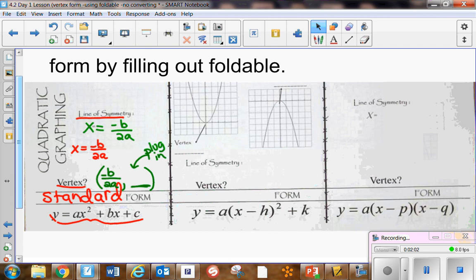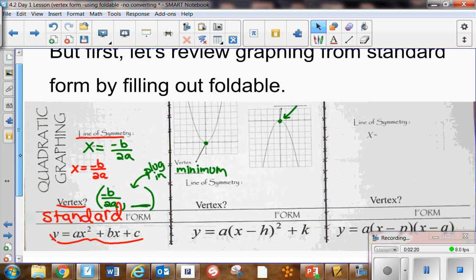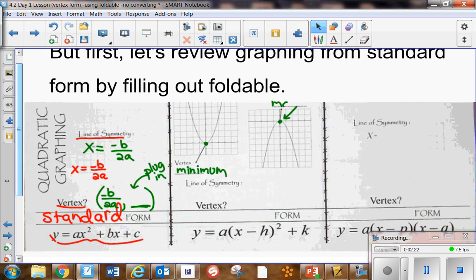Actually, we did this middle piece right here. Yesterday, we discovered that if the vertex is at the bottom like this, what kind of vertex is that? Max or minimum? Minimum. And if it's facing down, this vertex will be a max. Like that.